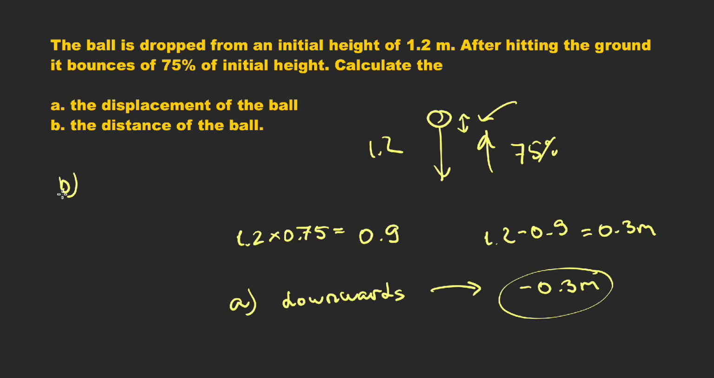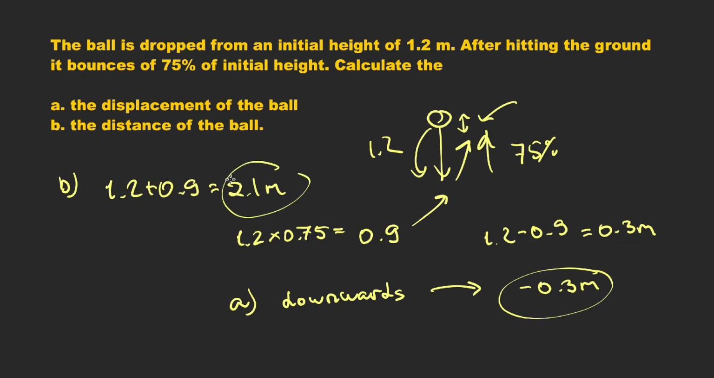Now, what is the distance that the ball has traveled? As we have said, it is going to be the whole path of the ball, not the shortest distance. And it doesn't have a direction, so it cannot be a minus. So our distance is going to be 1.2 plus 0.9, which is 2.1 meters, because it has traveled downwards for 1.2 and again up for 0.9 meters. So this is the answer.